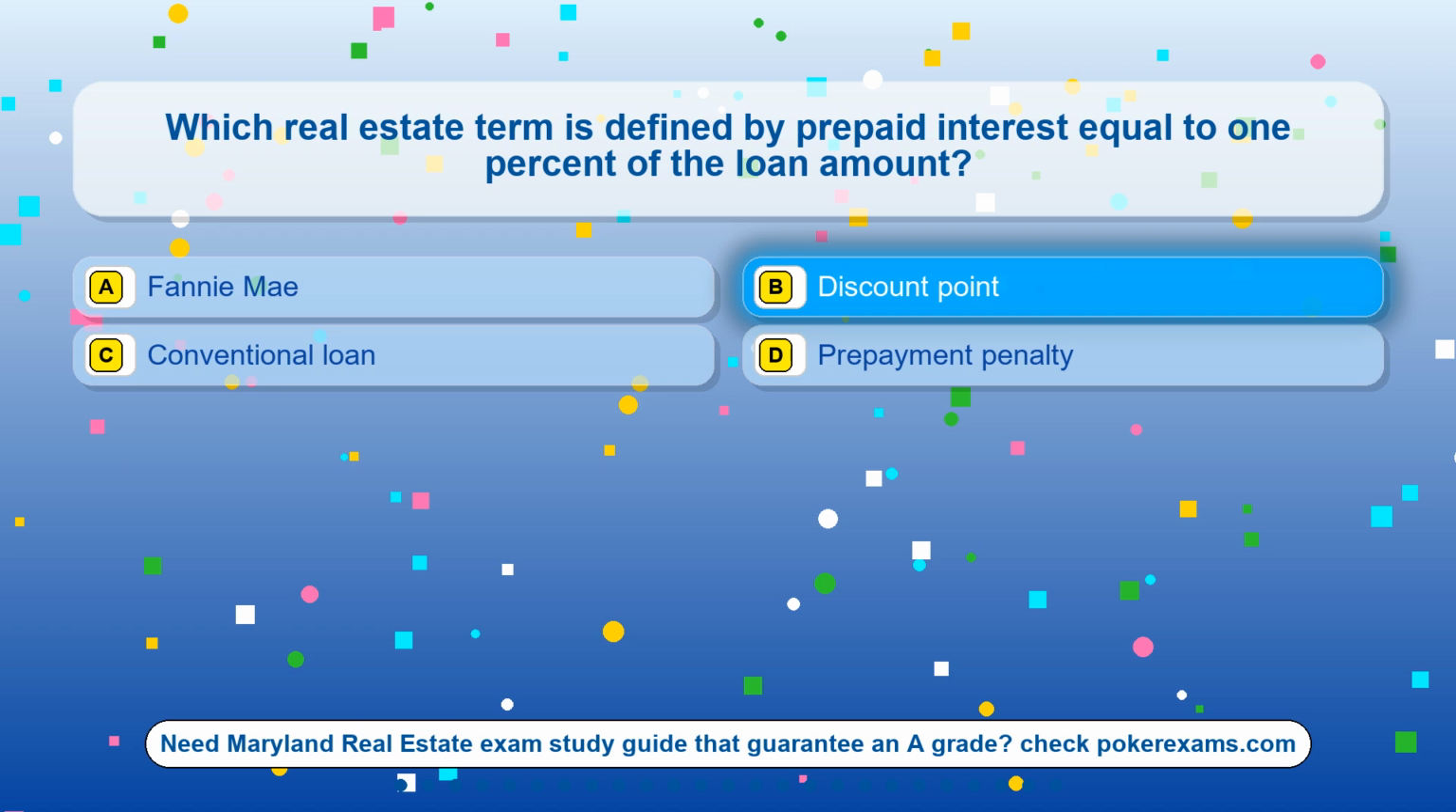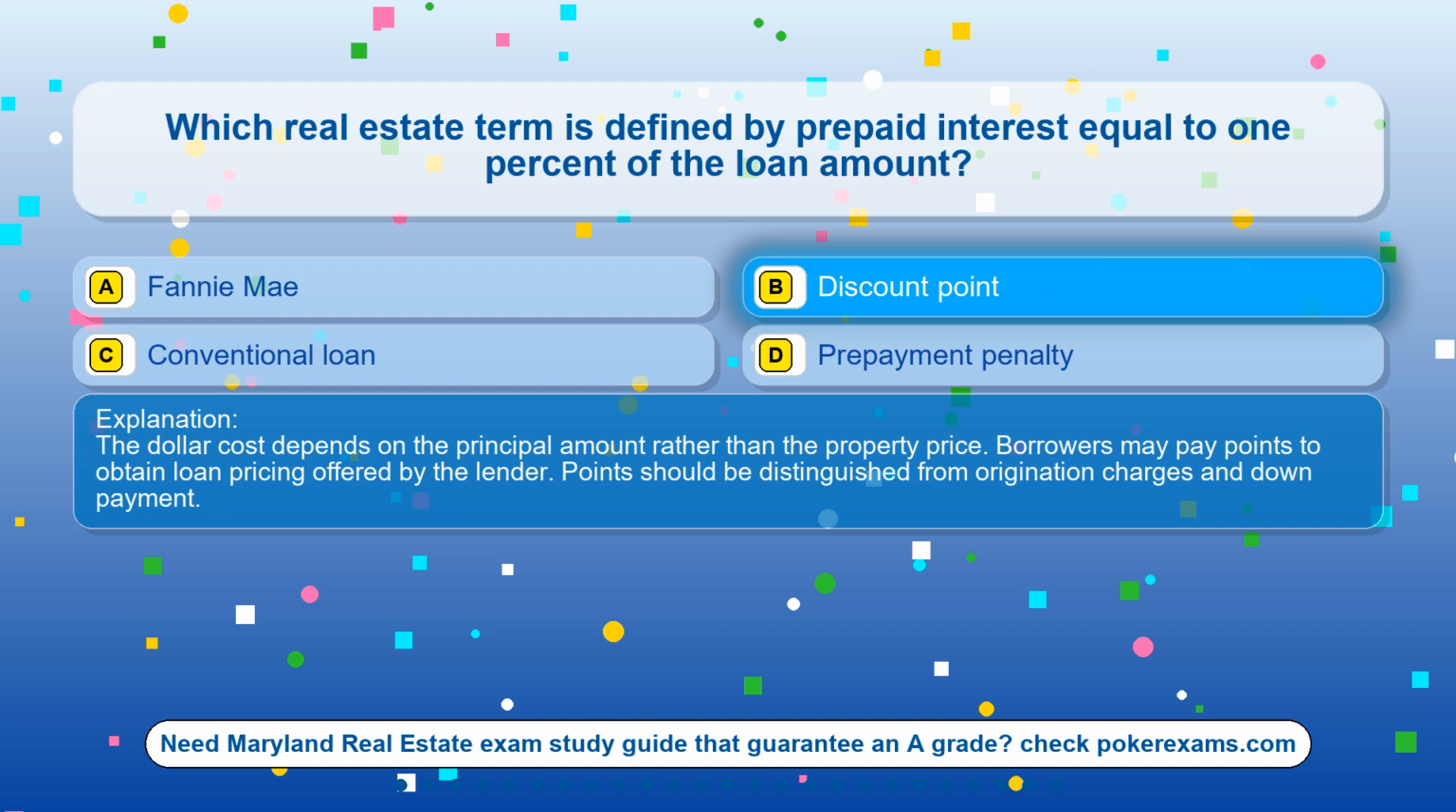The correct answer is option B, discount point. The dollar cost depends on the principal amount rather than the property price. Borrowers may pay points to obtain loan pricing offered by the lender. Points should be distinguished from origination charges and down payment.